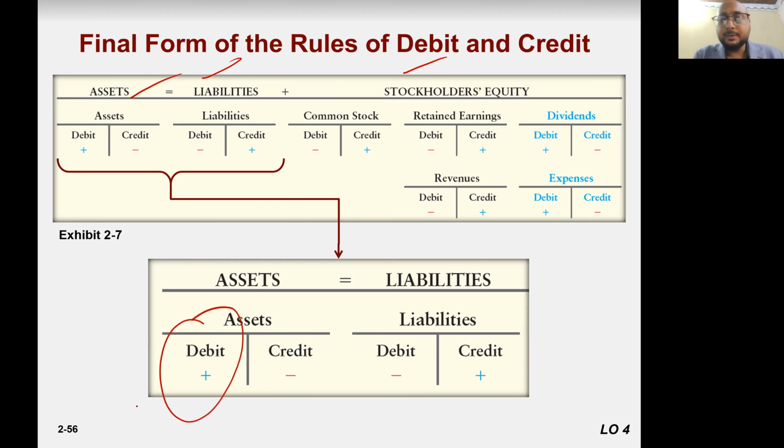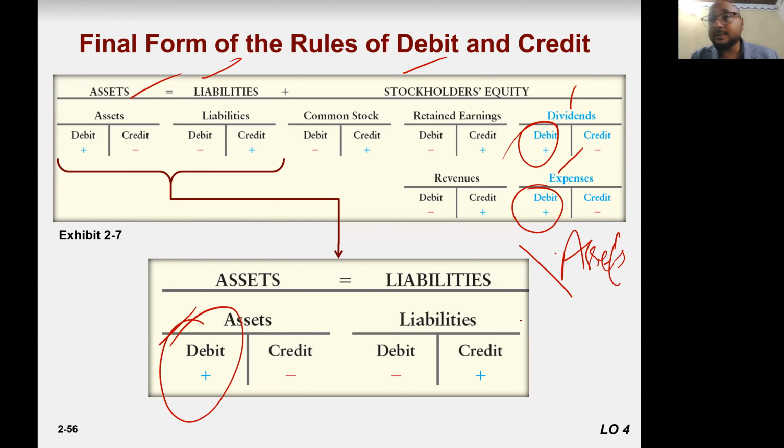Asset increase, debit; dividend increase, debit; expense increase, debit. Dividend and expense are not assets, even though their treatment is like this. Though the plus and minus are written like this, the logic is that dividend and expense belong to stockholder equity.